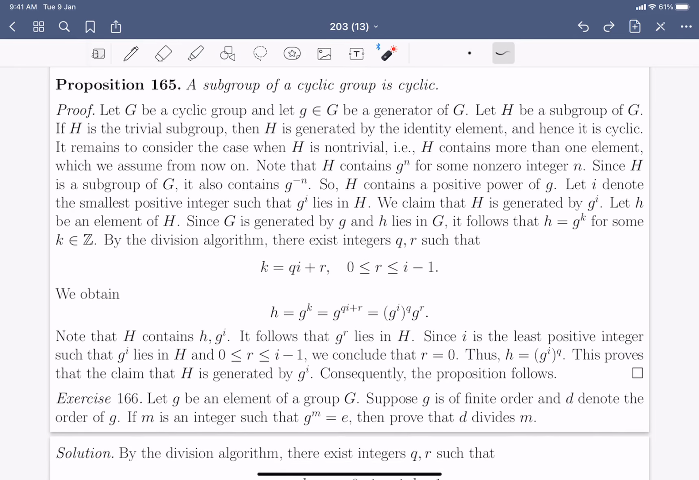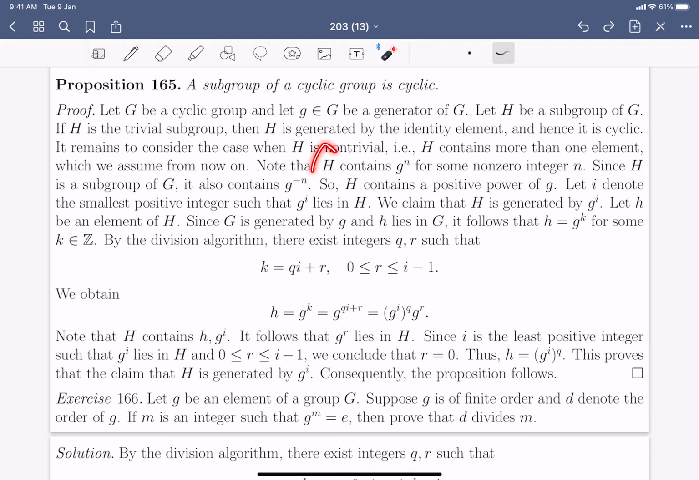So we know that, since H is a subset of G, and since little g is a generator of the group G, the elements of H are of the form g power n. Any element of H is of the form g power n for some n.